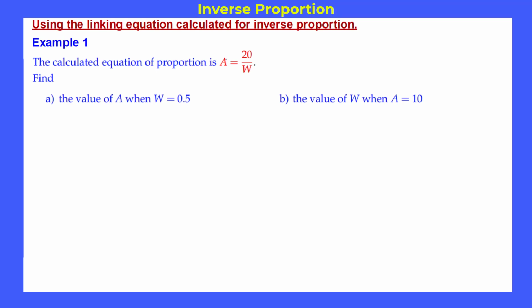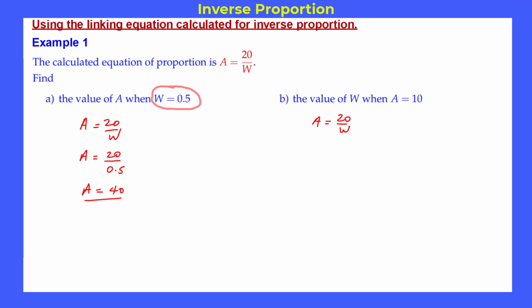Having calculated the linking equation, I'm now going to show how to use it. So here we've got the calculated equation for proportion, a equals 20 over w. So we write it down and we're told that we want to find a when w equals 0.5. So we simply substitute in 0.5 for w. 20 divided by 0.5 is 40.